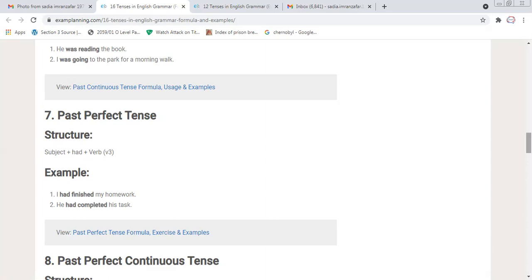Sleep, slept, slept. Climb, climbed, climbed. Walk, walked, walked. Speak, spoke, spoken. So spoken is used here. Okay, the third form of the verb is used here. The examples are, I had finished my homework. So see, this is the subject I, had is a helping verb, finish is the main verb, and the third form of finish is finished, my homework, predicate. He had completed his task. Again, had is used as a helping verb, completed is the third form of the verb, and the task.